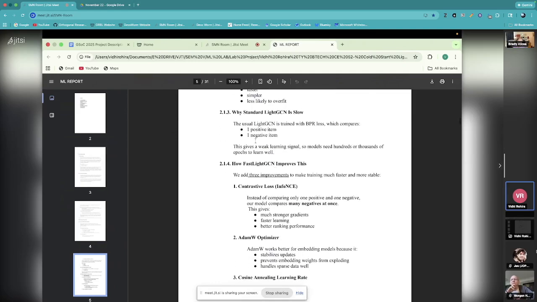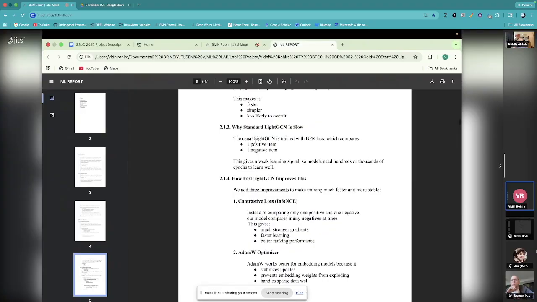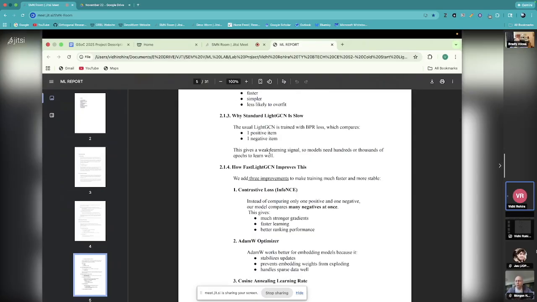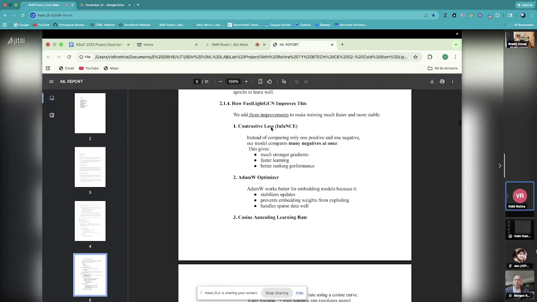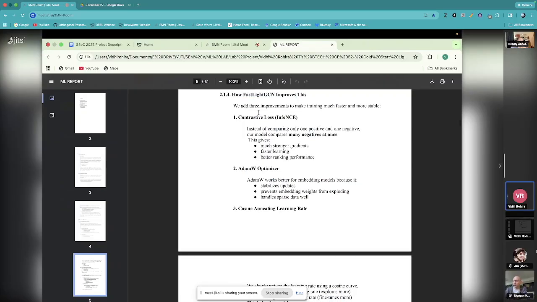We showed that. Why we chose FastLightGCN is because in standard LightGCN, we have only one positive item and one negative item, and it uses the BPR loss. Whereas in FastLightGCN, we can have one positive and three negative items. This is the approach that we use. The contrastive loss is one positive and many negatives together, and it groups the similar items together and also groups the dissimilar items together.